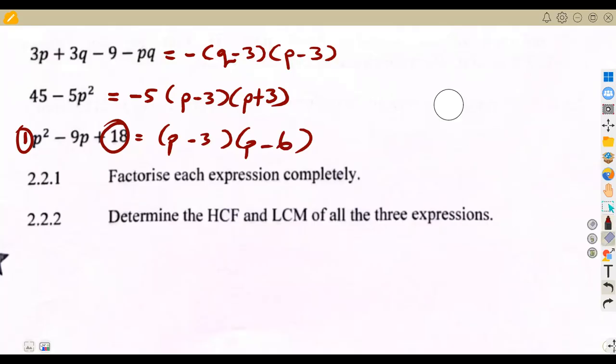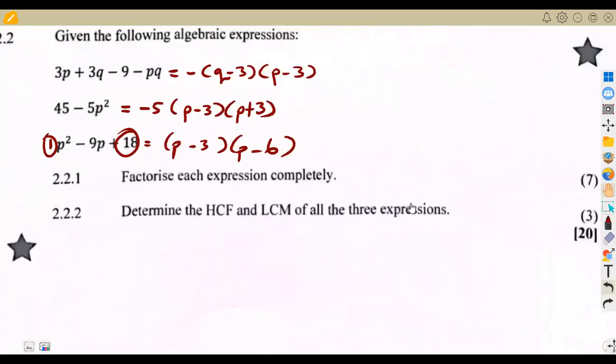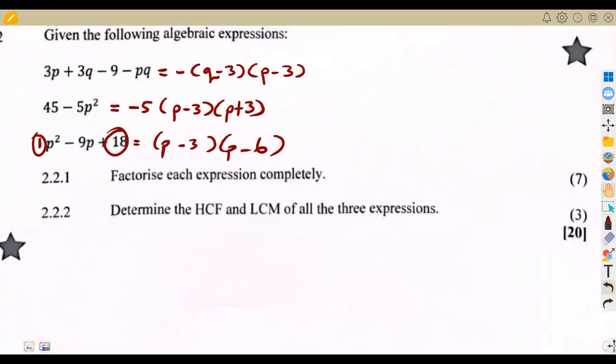All right. Anyways, guys, after you are done factorizing this and that, how then are you going to have the HCF? Because as you can see, 7 marks was just for factorization. And the 3 marks that we have are for the HCF and the LCM.